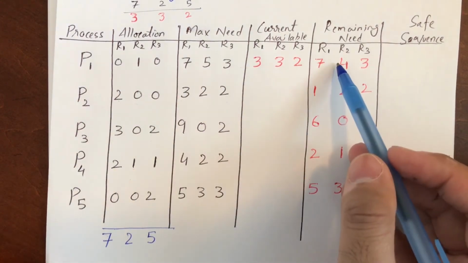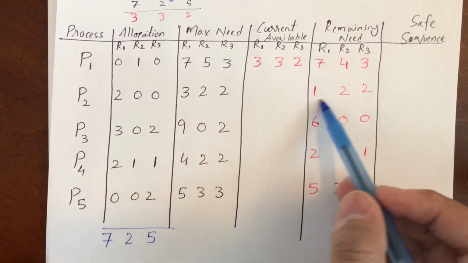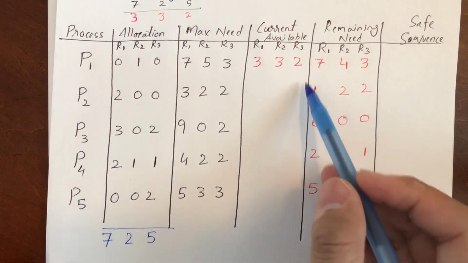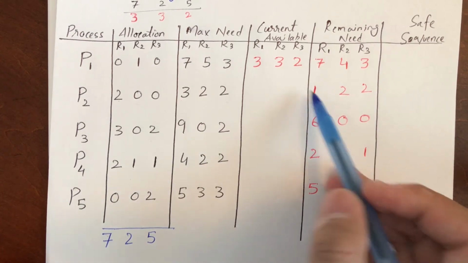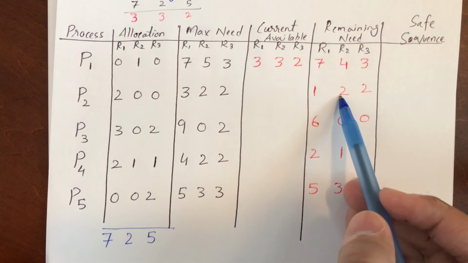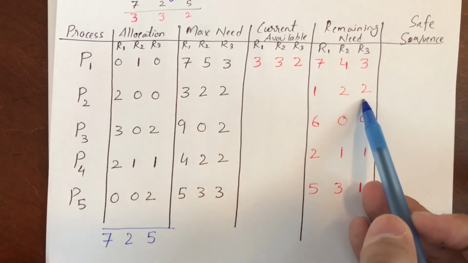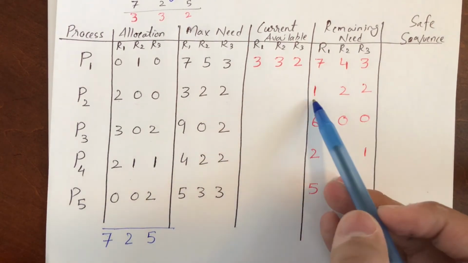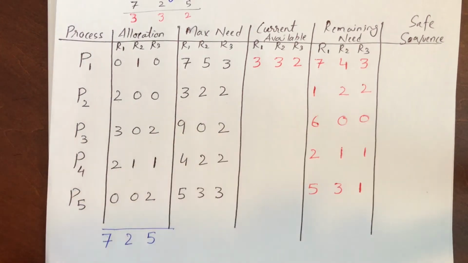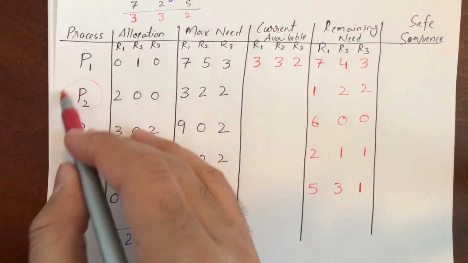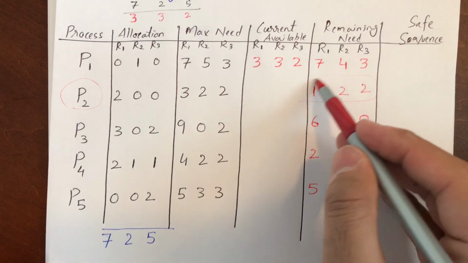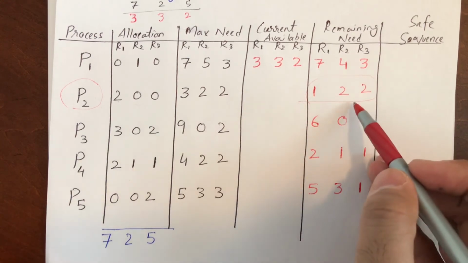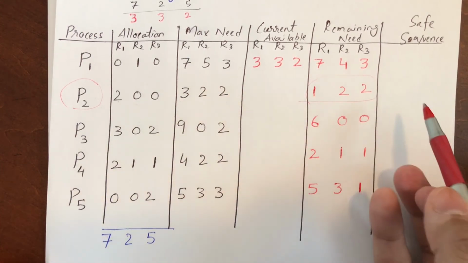So what we will do in Banker's algorithm, we'll see the process P2. Process P2 requires 1 instance of R1, we have 3. 2 R2, we have 3. 2 R3, we have 2. So it means we can successfully execute process P2, because its remaining need falls well within our current availability.